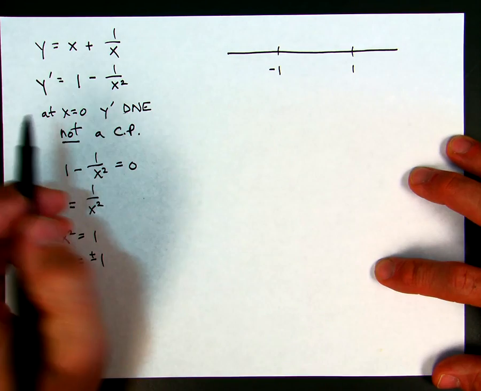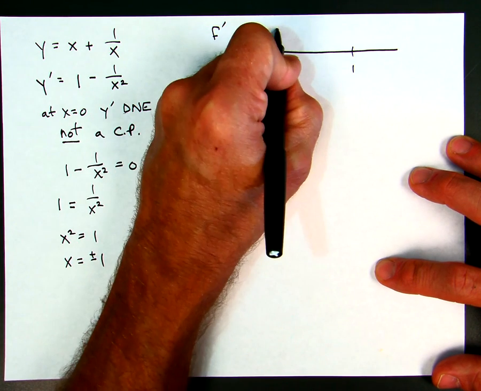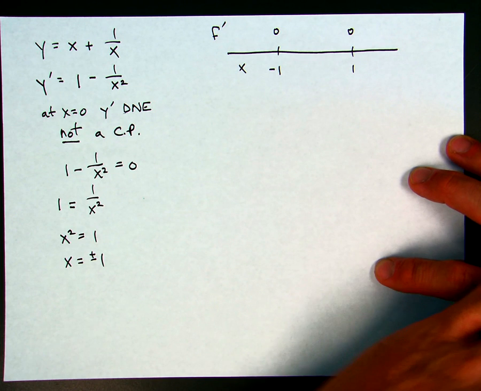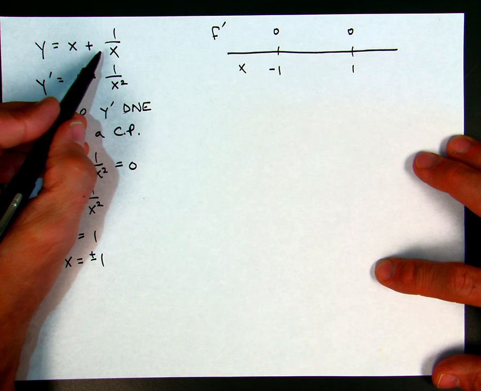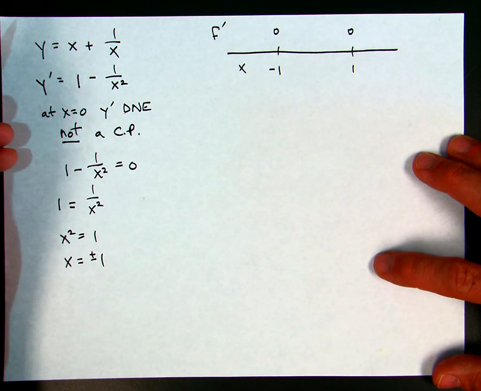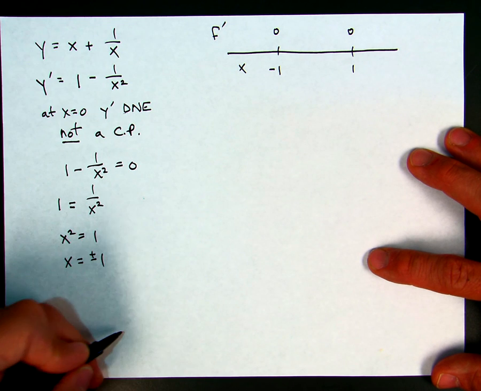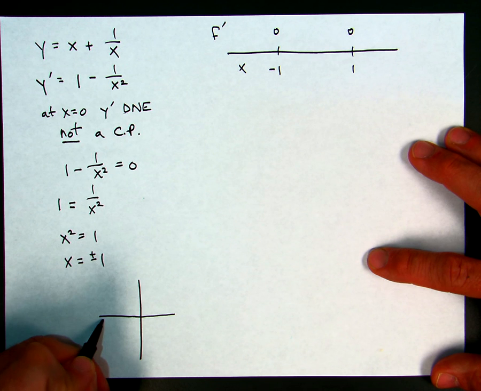Now, when I look at the x values and I'm looking at f prime, I know that it's 0 here and that it's 0 here. But I do have to pay attention to this discontinuity, because at the point of a discontinuity, the function can change from increasing to decreasing or decreasing to increasing. So one example, if you just look at 1 over x, it looks like this.